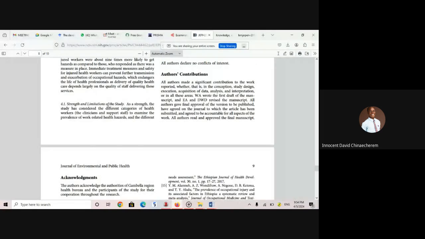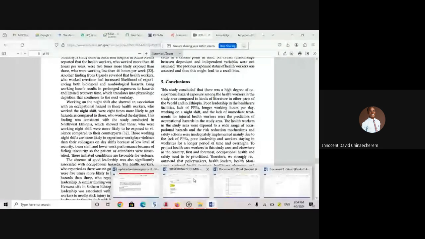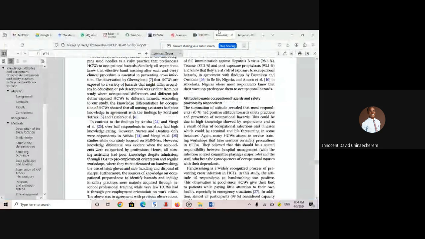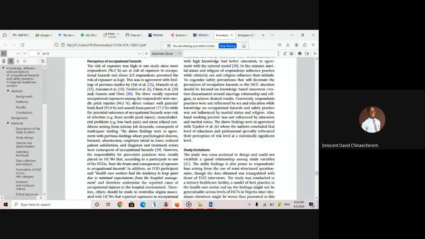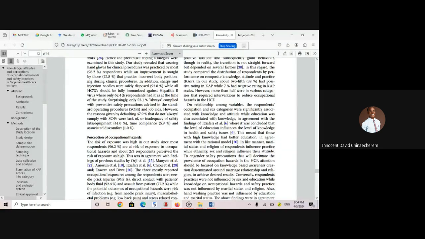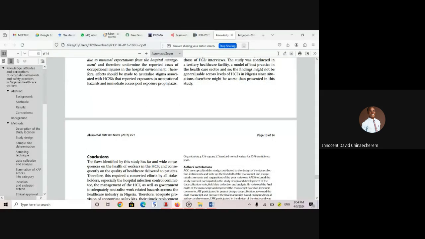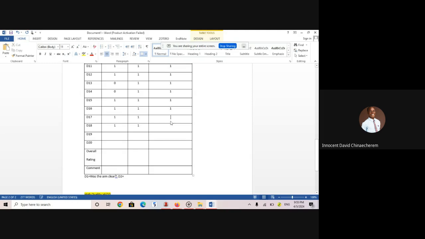The study concluded a high degree of occupational hazard among that. That aligns with the discussion. So I'm going to mark the second paper also 1, 1. Then the next one, the last paper, I go down there. We saw the discussion. It has the limitation, which was well noted. I'm saying that was okay, and the conclusion also aligns. So the reason why I'm saying this is that we need to know that certain limitations might be placed outside of that.